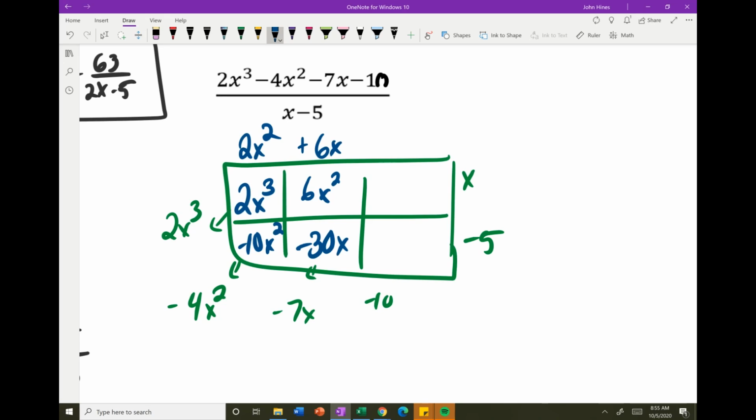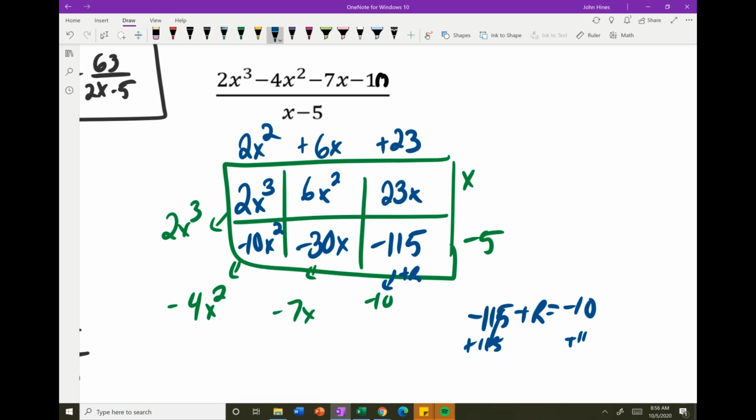I'm at negative 30. I need to get to negative 7, so I'm going more positive. I'm starting at negative 30. I've got to climb up to negative 7. Climb up 23. I'm at negative 115. Negative 115 plus a remainder has to give me negative 10. Box plus r equals the arrow there. So I add 115 and get a remainder of 105. I get a remainder here of 105.